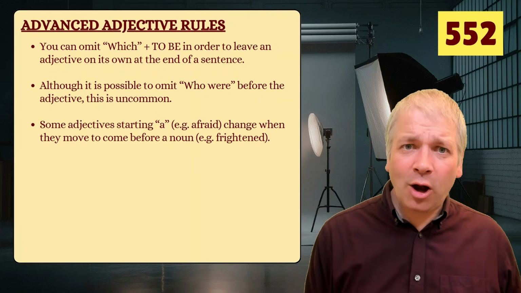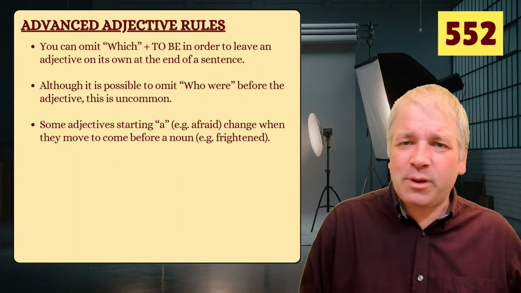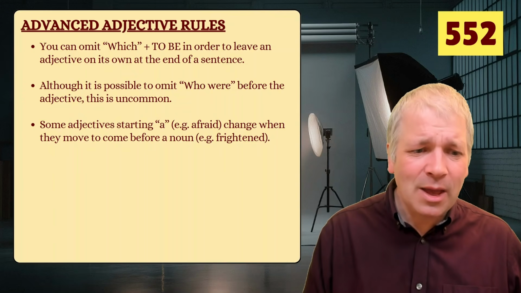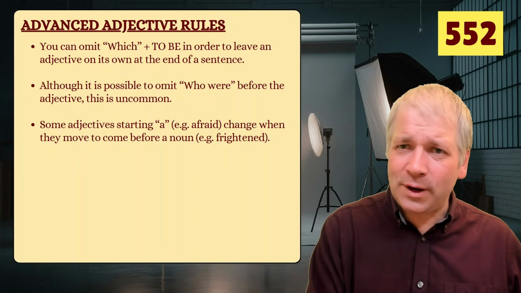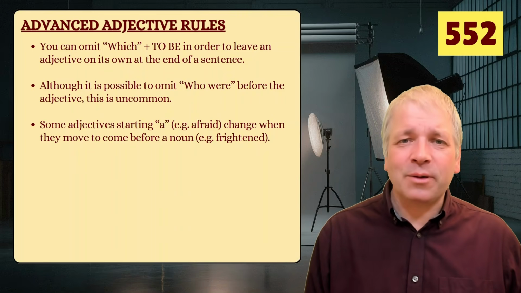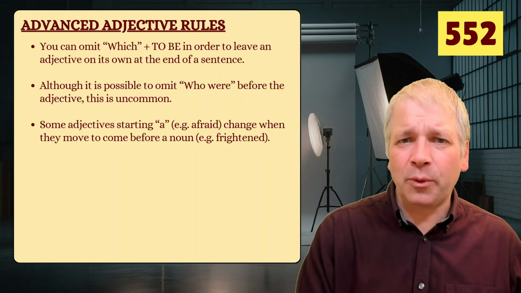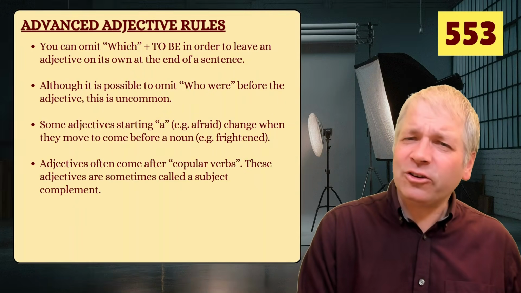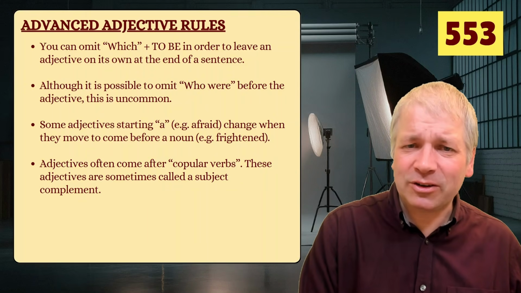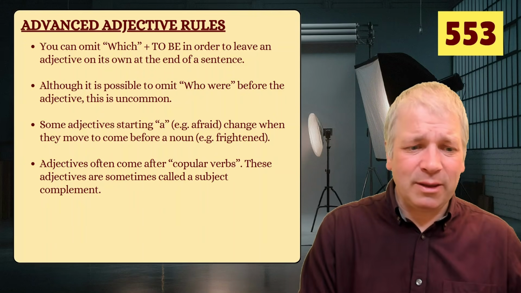Some adjectives start with a, followed by a word which was separate before. So, for example, afraid. So, afraid is linked in historical English to fear. This changes when it moves to come before the noun. So, I am afraid. So, afraid is not before the noun, but you wouldn't say the afraid boy. You'd say the frightened boy. Frightened before the noun. Adjectives often come after copular verbs in the same way that I've just mentioned, and these are sometimes called a subject complement. They describe the noun that comes before the verb in this case.